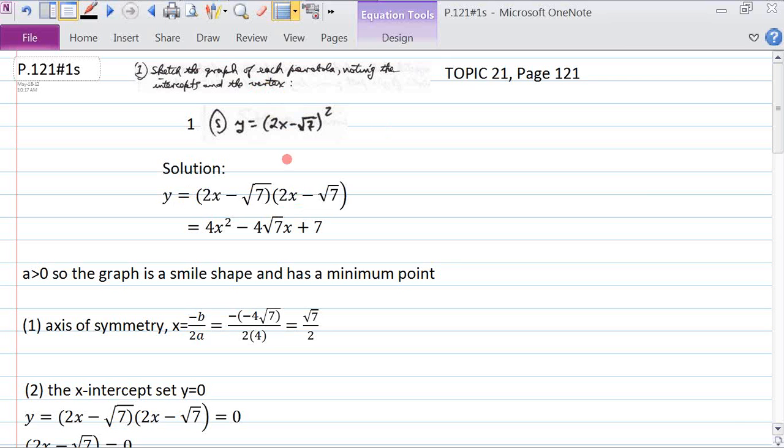So first of all, I'm going to rewrite this as 2x minus root 7 times 2x minus root 7. The first times the first will give me 4x squared. The last, minus root 7 times minus root 7, will give me plus root 49. The root of 49 is 7. So that's the last term.